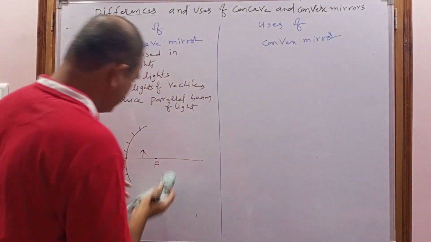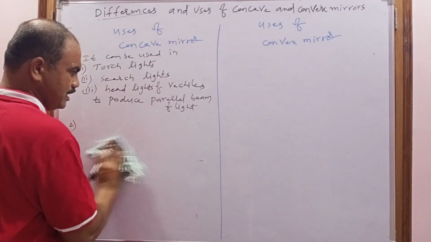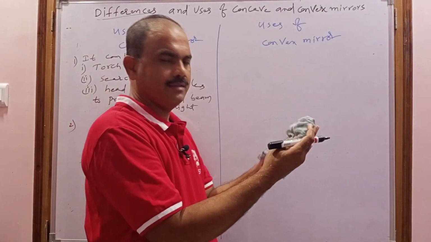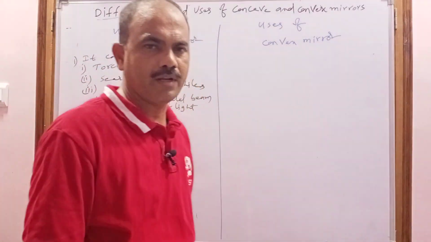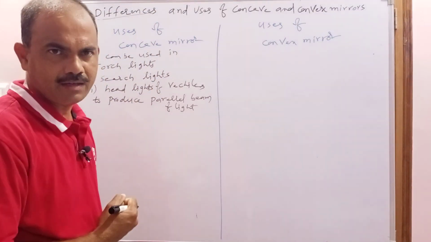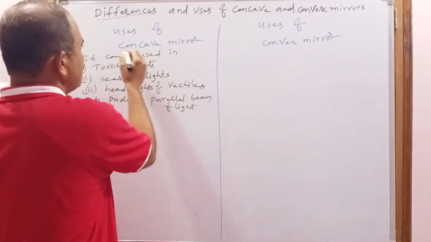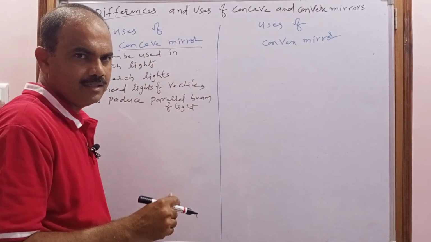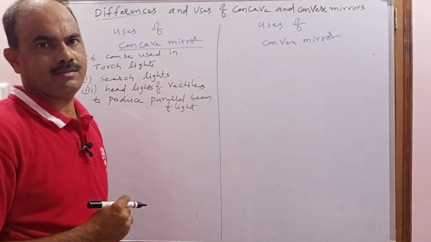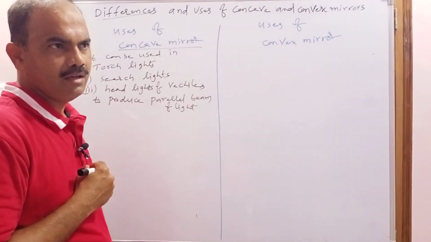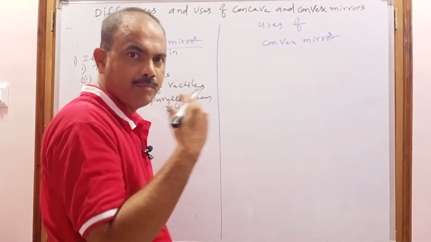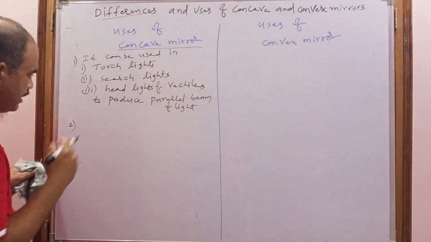For example, when gents are shaving, they will use a mirror. That is nothing but a shaving mirror. When you go to the ENT doctor or dentist, they will use a mirror. That is a concave mirror. In that, your teeth image appears bigger than its actual size. Or if some infection takes place in the throat, they will also see it in bigger size, as well as in the ears.